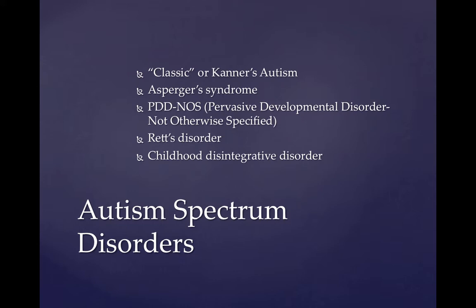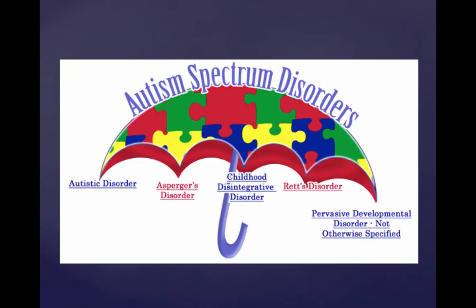Autism spectrum disorders. The following disorders are considered to be part of autism spectrum disorders. The first is classic or Kanner's autism. Next is Asperger's syndrome, pervasive developmental disorder not otherwise specified, Rett disorder, and last, childhood disintegrative disorder.